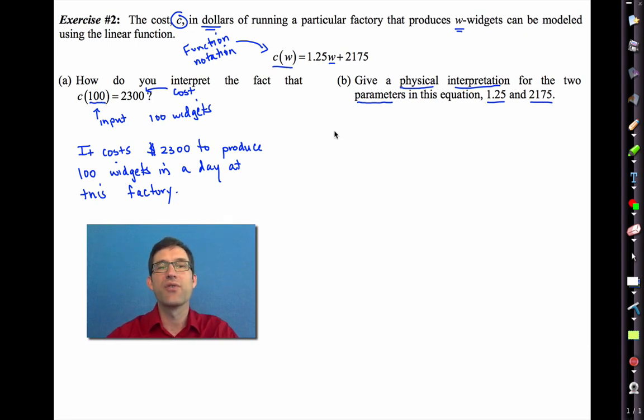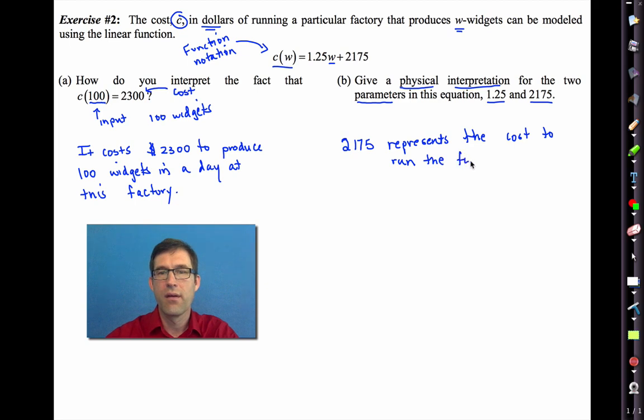I'm going to actually start with the 2175 first, okay? All right, 2175 represents the cost to run the factory even when 0 widgets are produced.